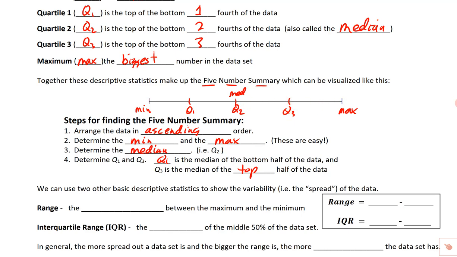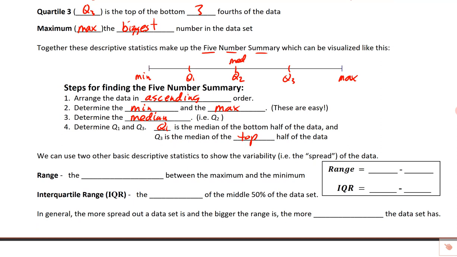That would be Q3. So let's come down here and let's talk about a couple of other descriptive statistics that can show the variability, or in other words, the spread of the data. So I'm hoping you've heard of both of these before. The first one is the range. The range is the difference. So let's write the word difference. So that means we're going to be doing a subtraction problem. It's the difference between the maximum and the minimum. So in order to find the range, we take the max and we subtract the min.